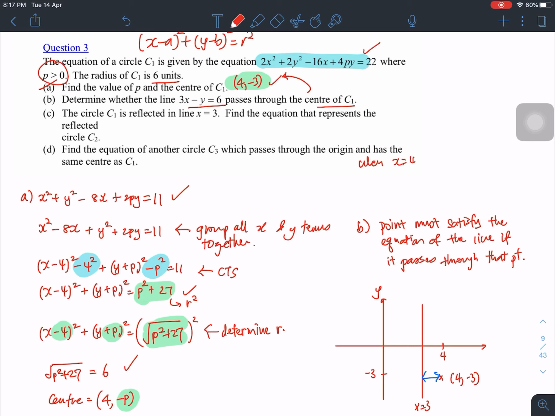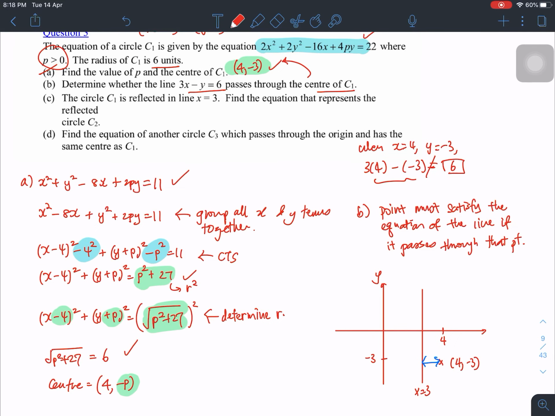When x equals 4, y equals -3, right? So you should have 3 times 4 minus 3. And you should determine if this equals the right hand side, which is 6, or not. If it equals 6, it lies on the line. If it's not equal to 6, then of course the line does not pass through the point, or the point doesn't lie on the line. So I'll let you do it yourself. Then after that, you should explain your answer in this manner. So that's part B.